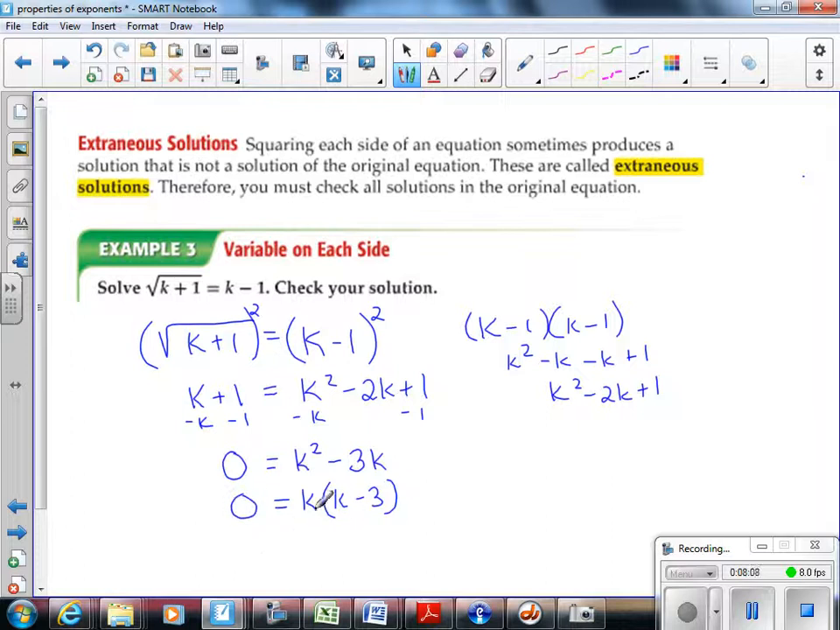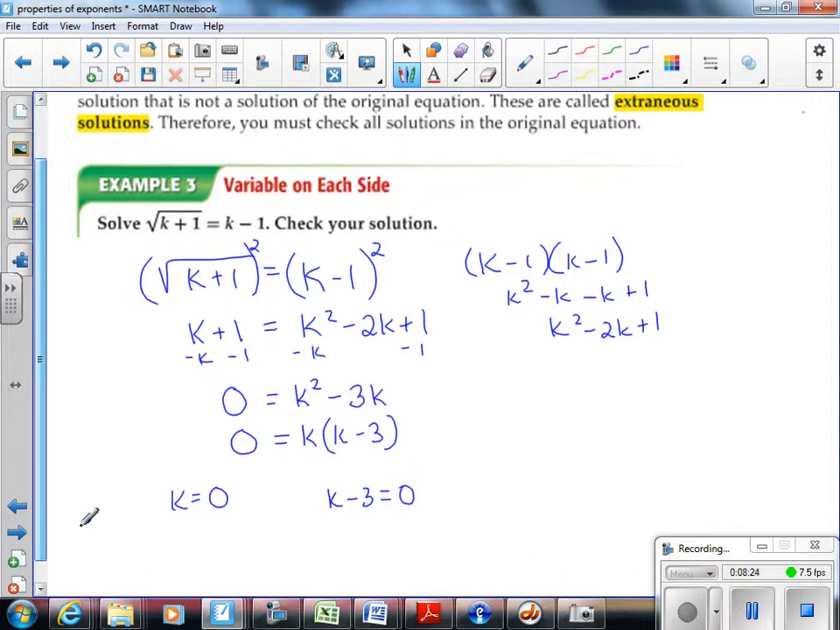Now, if you remember, when we have a quadratic like this, I know that either one of these terms, or excuse me, factors, would be equal to 0. Either the k is equal to 0, or I know that k minus 3 is equal to 0. So if I have k minus 3 equal to 0, if I add 3 to both sides, k would be equal to 3. Okay, so it could be either 0 or 3. Let's plug them both in.